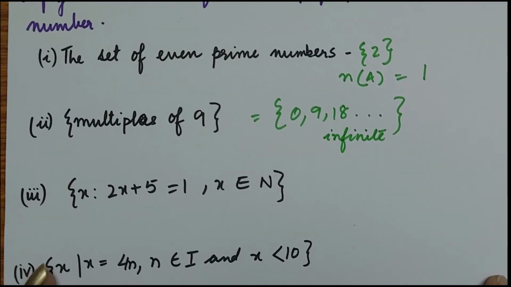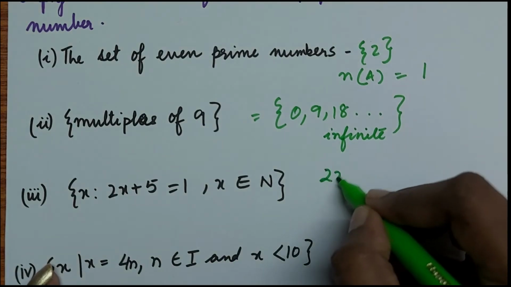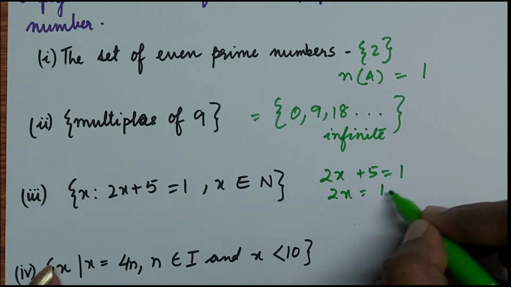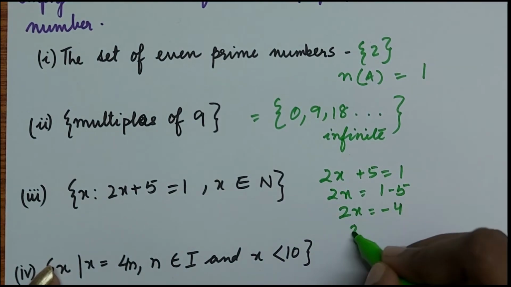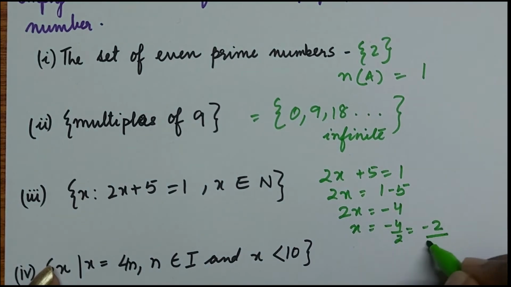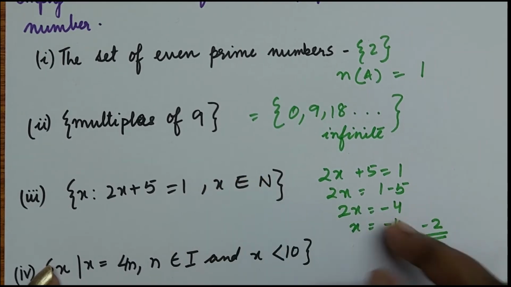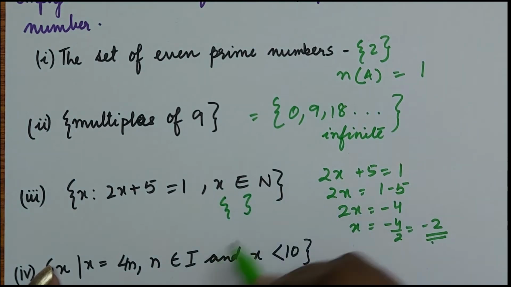Then in the given question, 2x plus 5 is equal to 1. So let us solve and see what the result is. I take the 5 across, it becomes 2x equals minus 4, and minus 4 by 2 is minus 2. So we are getting a negative number which is an integer, not a natural number. Does x belong to natural numbers? No. So this is an empty set. So again the cardinal number is going to be 0.